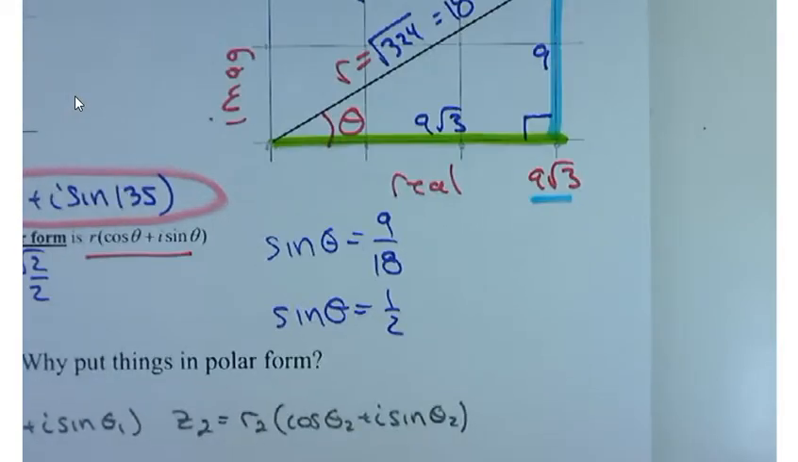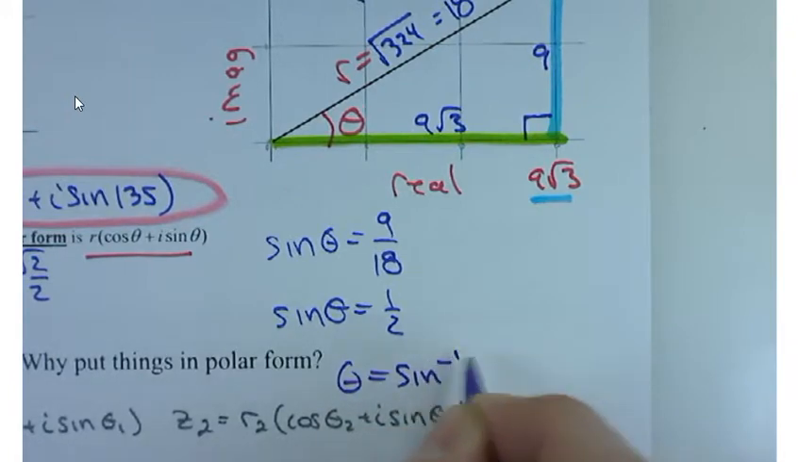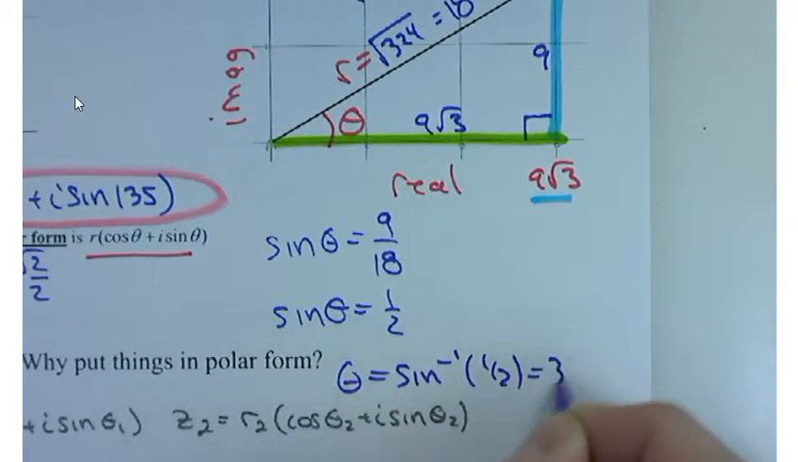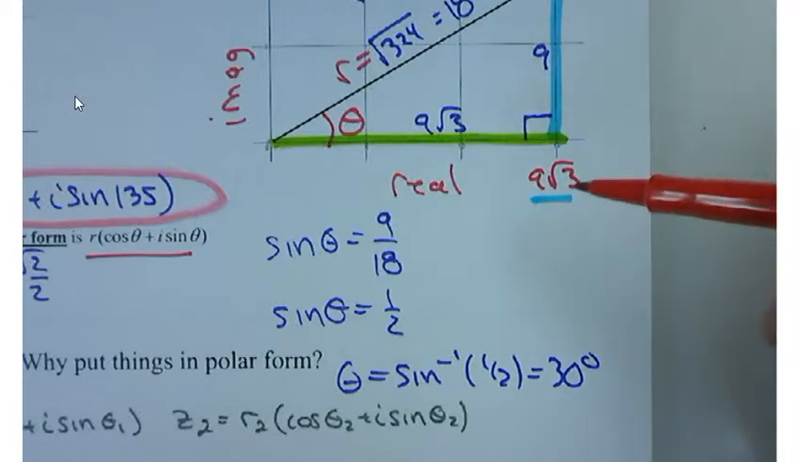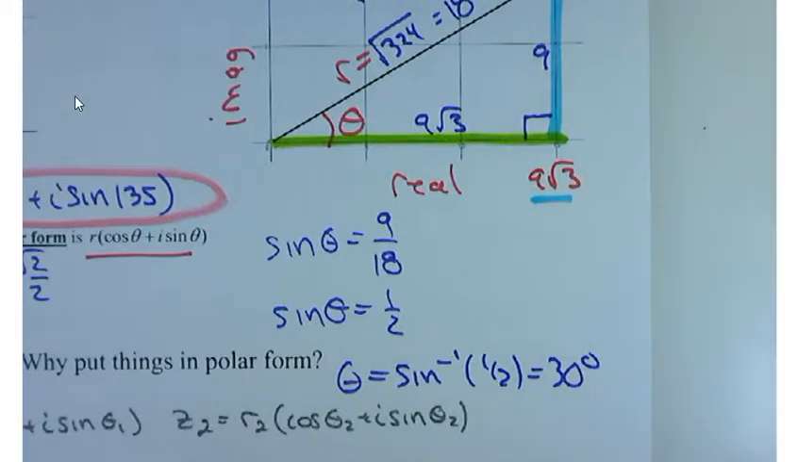What's that tell us about theta? Yeah, inverse sine of 1/2 is 30 degrees. Pi over 6 if you're talking in radians, but 30 degrees is fine. Not worried about radians versus degrees at the moment. So we needed two things. We needed r and we needed theta. Are we okay with both of those?